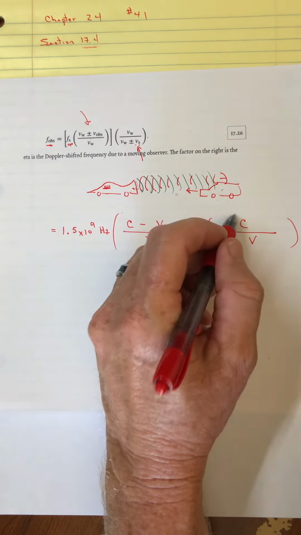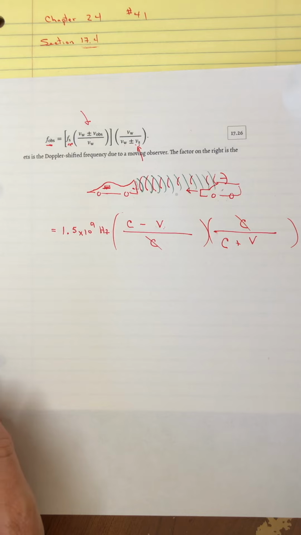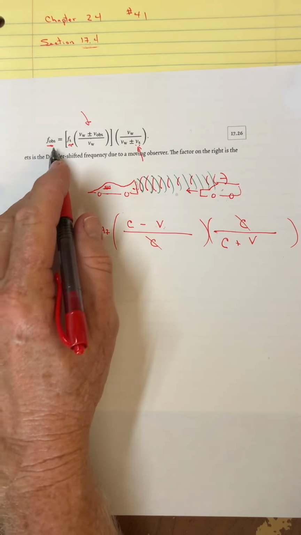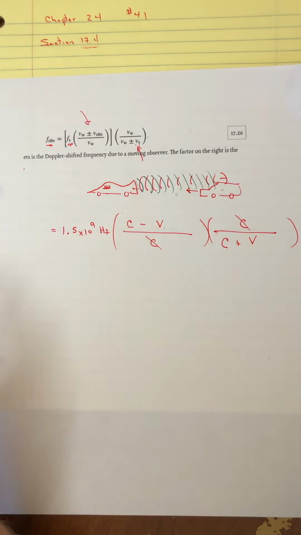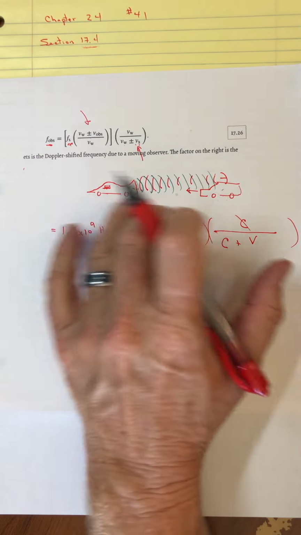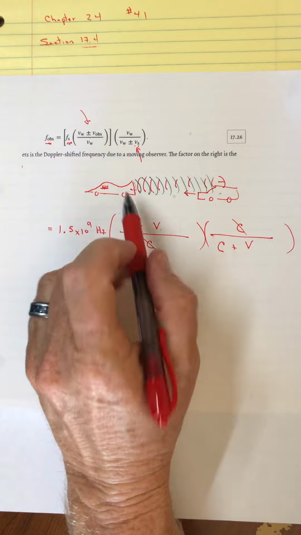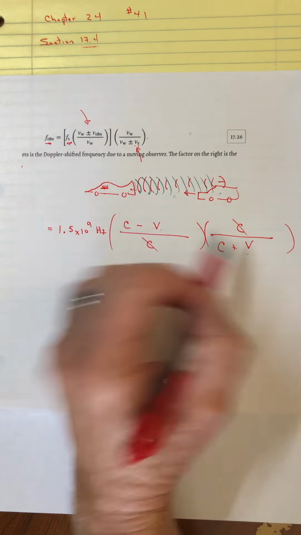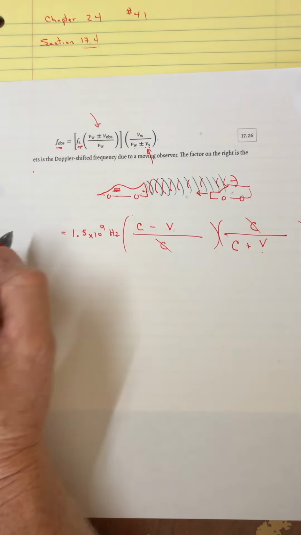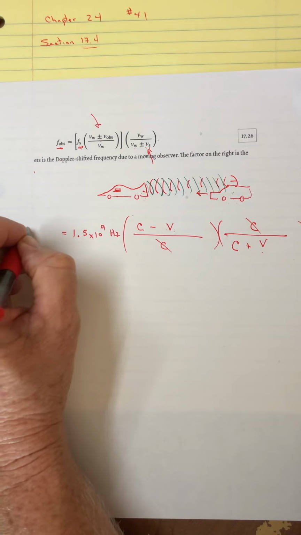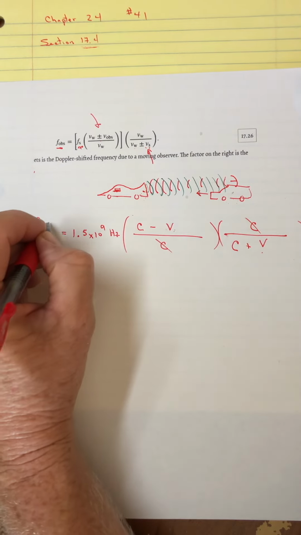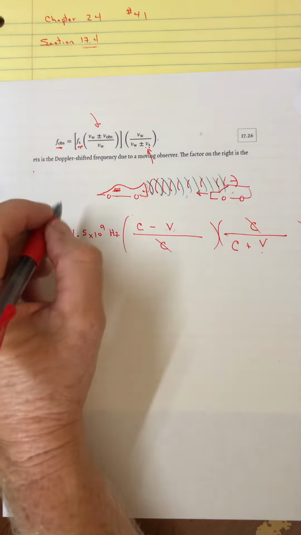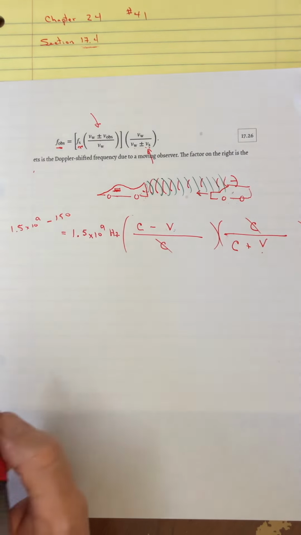Now, fortunately, mathematically, those cancel off. The other piece of this is to say that it is shifted a little bit. Again, we're moving away, both in terms of an observer and a source. So this would be the 1.5 gigahertz minus, and that's what that beat frequency is.